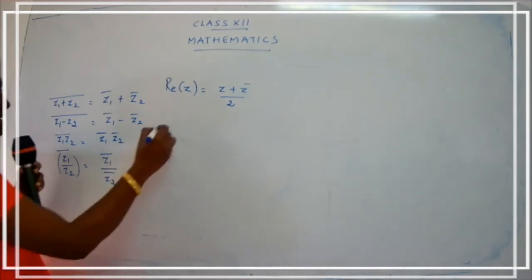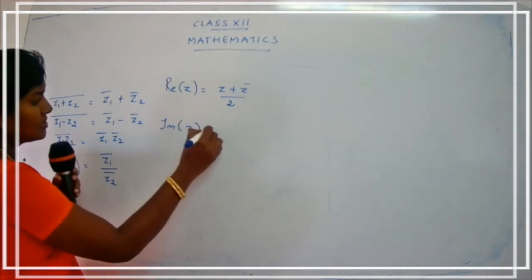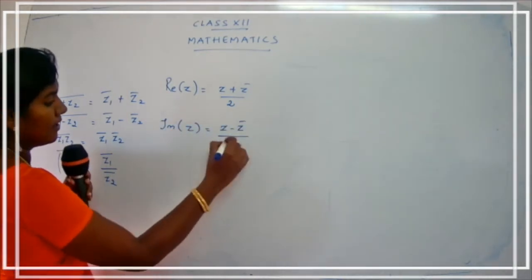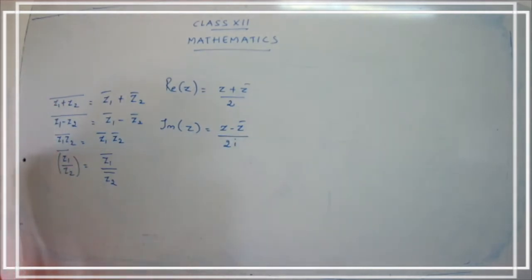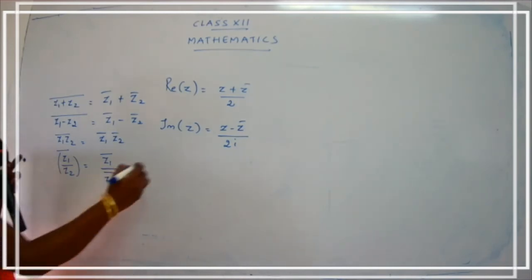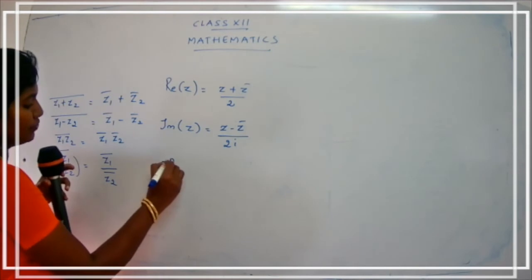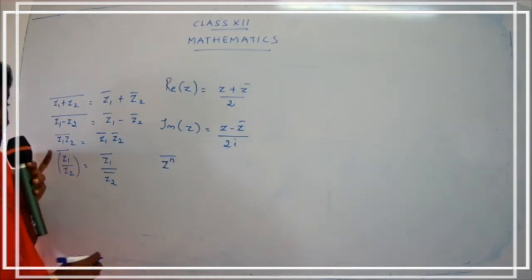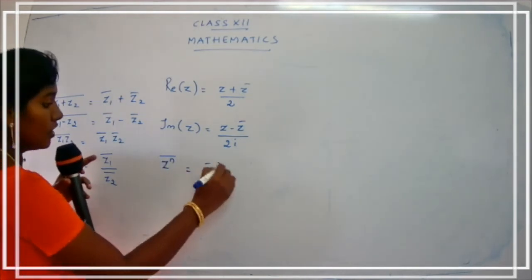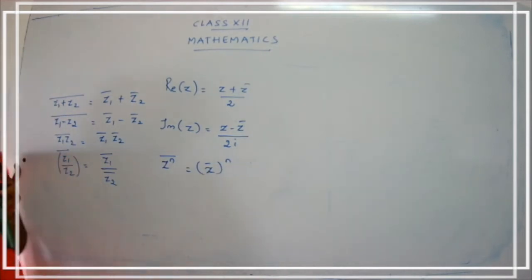And how to find out the imaginary part? This is Z minus Z bar upon 2i. Remember the formula, children? How to find out the imaginary part of a complex number? This is Z minus Z bar upon 2i. Next one, the 7th one is conjugate of Z raised to n. That is Z conjugate, the whole raised to n. So this was one of the properties we have seen.